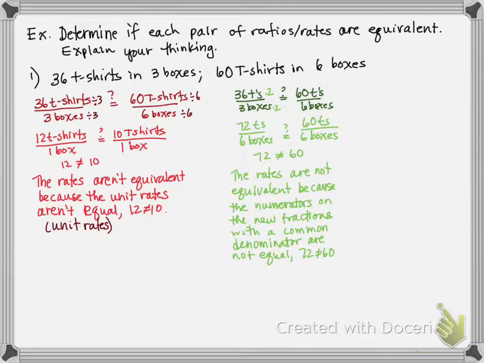So this is where we're going to do cross product. So this one was equivalent fractions. Okay, so they have common denominators. All right, and then the last one is the cross products. So in that one, we're going to take our 36 t's over 3 boxes, and we're going to do 60 t's over 6 boxes. And what we said we're going to do is multiply on the diagonals.